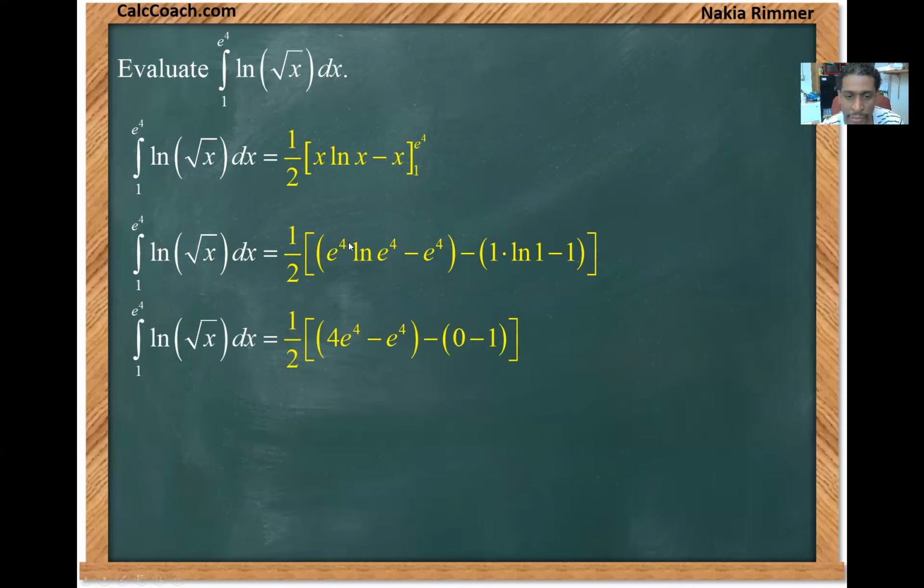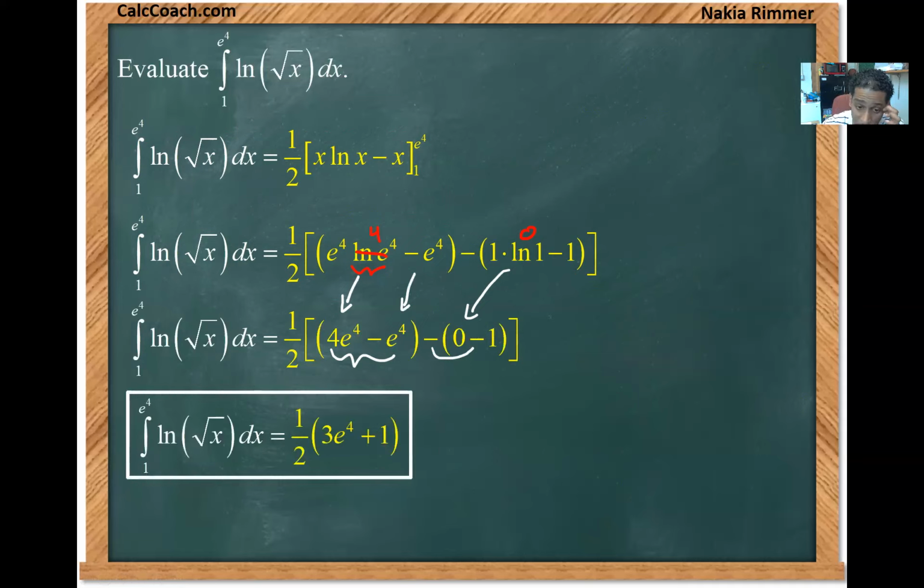Now the way this works is the e to the 4th and log e to the 4th, these guys cancel and you just get a 4. The natural log of 1 is 0. And so we'll have 4 e to the 4th minus an e to the 4th, and then from the other part we'll have a 0 minus the 1. Putting these two together, we'll get 3e to the 4th, and then watch these minuses here, it'll be plus 1. That's your final answer with a half on the outside.